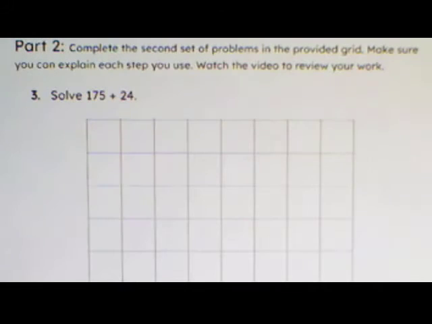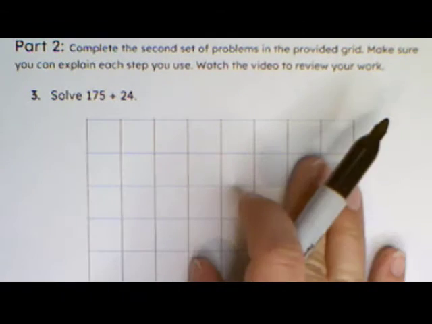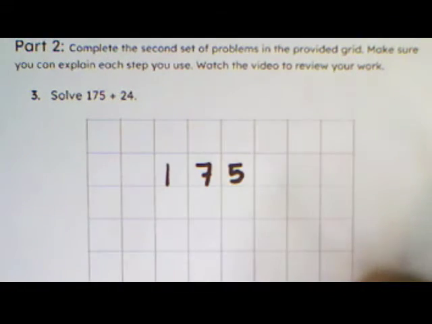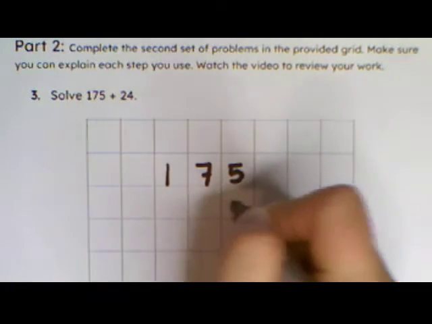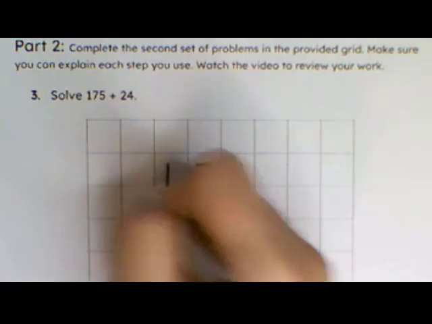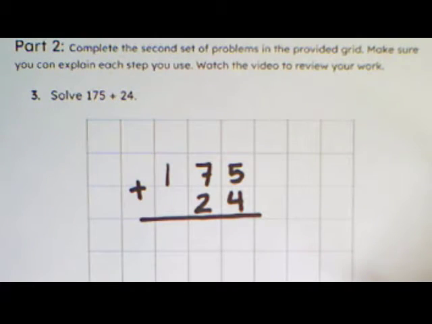Please pause your video and try problems 3 and 4. In part 2, problem number 3, we have 175 plus 24. Now, these two numbers haven't been written out for us. So first we're going to write them out, and we're going to make sure that when we do that, we keep things lined up appropriately. So I have 175, and I have 24. I'm going to make sure I line up my ones, my tens, and then I have that 100.